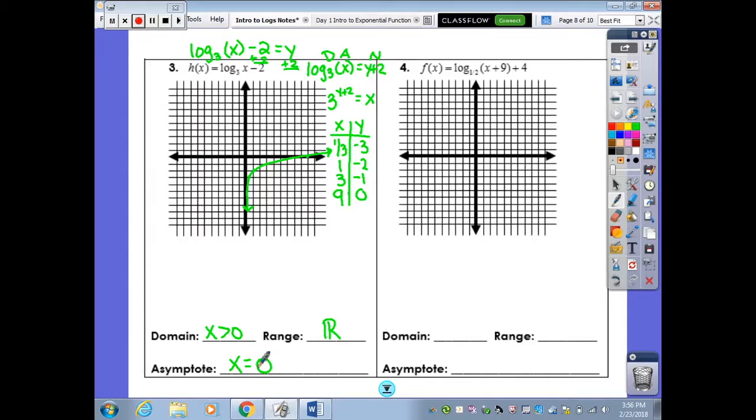And now for our last graph. Just as before, we need to put log first. So log.